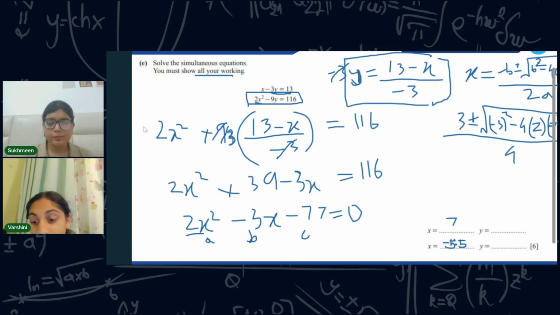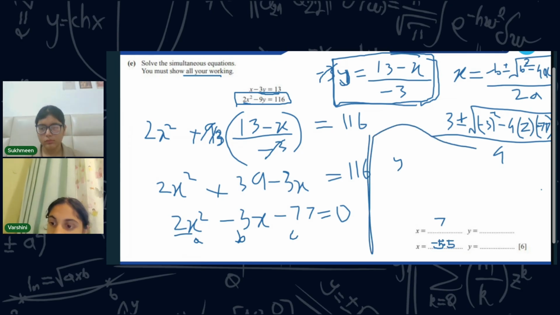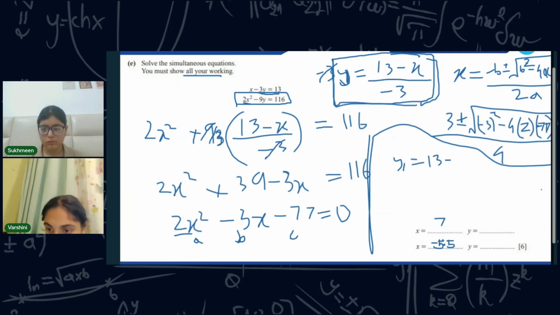Okay, so now to calculate both of our y values, all we need to do is substitute x into this. So we know that y1 is going to be 13 minus x, which here is going to be 7 as x1, divided by minus 3. If you put that in your calculator, you should get minus 2.